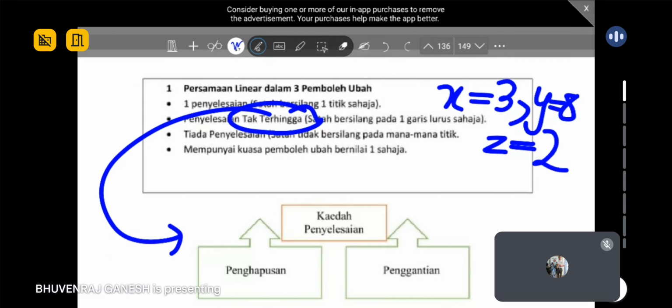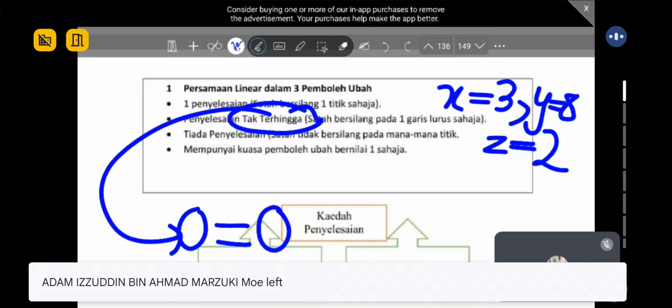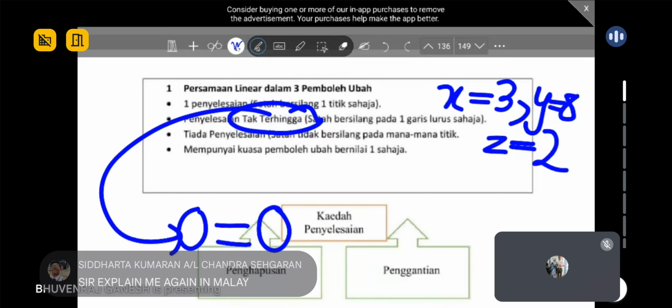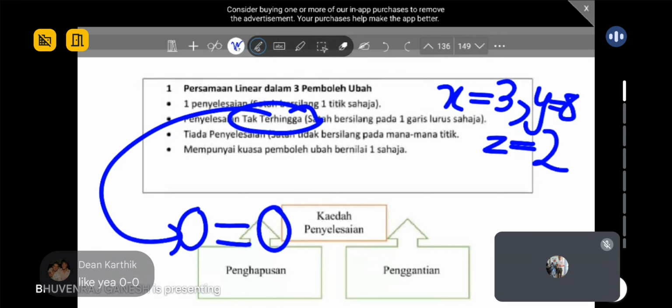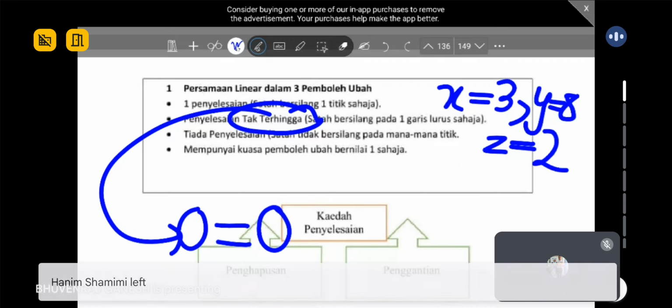Okay, so tak terhingga, infinite solution. What is the meaning, guys? I think if not mistaken, you will get this. Infinite solution. I will explain, don't worry. Infinite solution means that 0 equals 0. Penyelesaian tak terhingga maksudnya kosong sama dengan kosong.